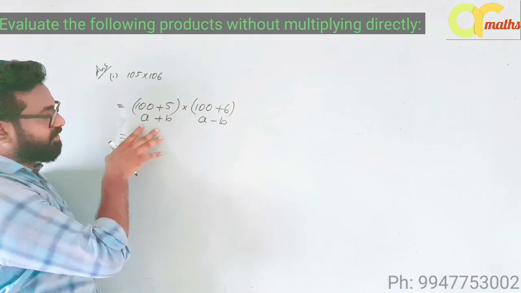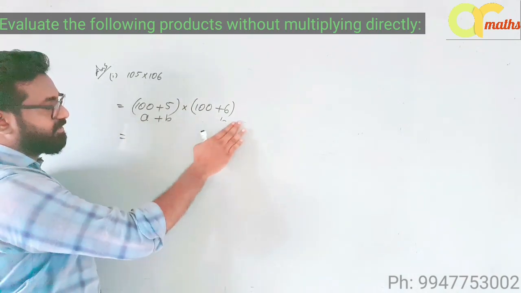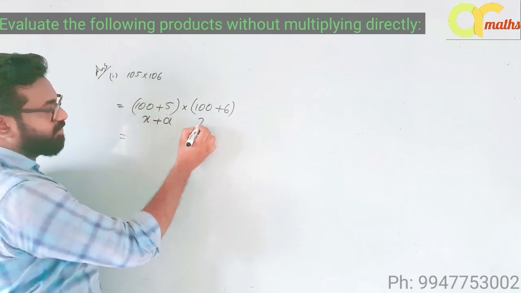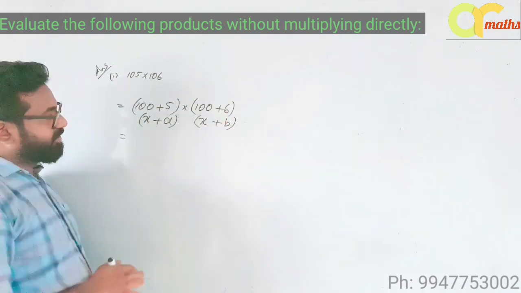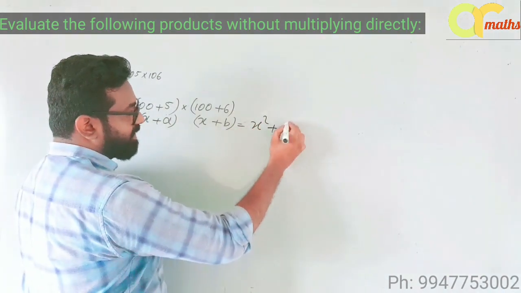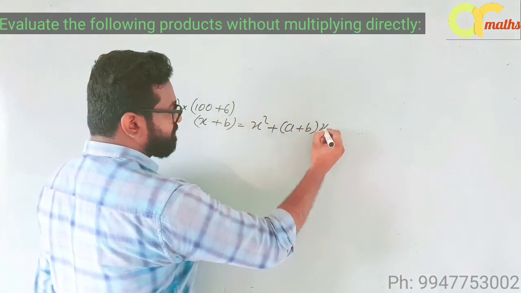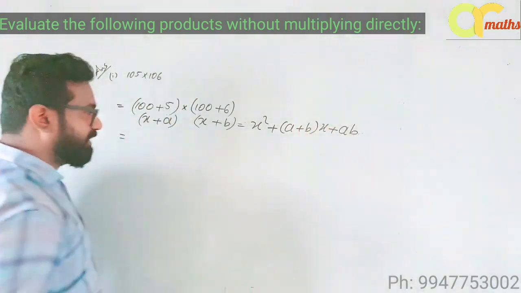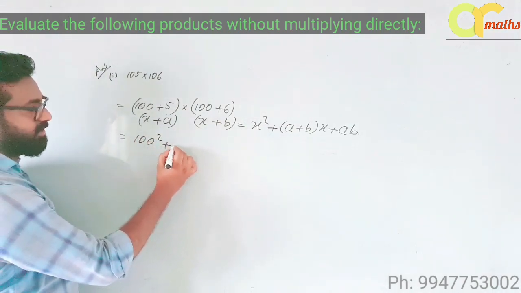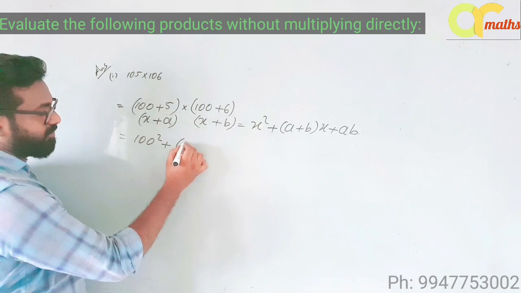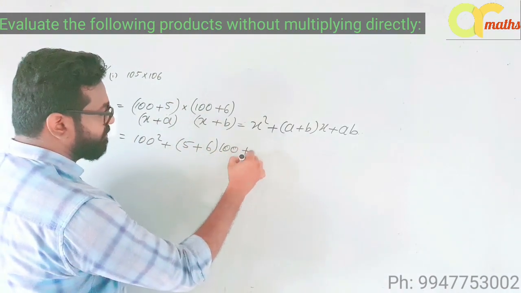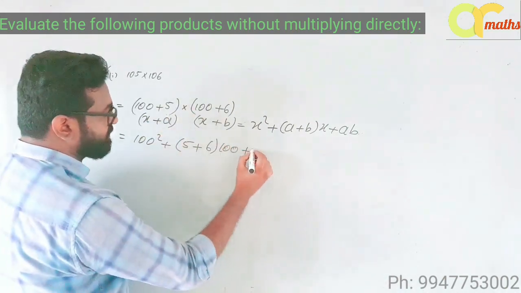Is this in the form of a plus b into a minus b? No, it's not. What is the form? This is in the form of x plus a into x plus b. What is x plus a into x plus b? The answer is x square plus a plus b into x plus ab. Very simple. What is x here? 100. So 100 square plus a plus b, a is 5 plus b 6, into x 100, plus a into b, 5 into 6.